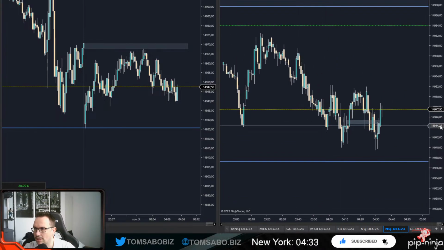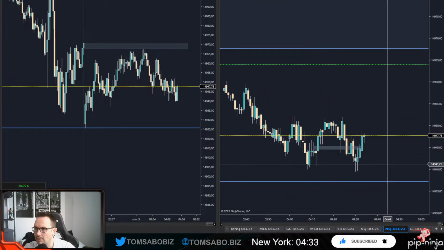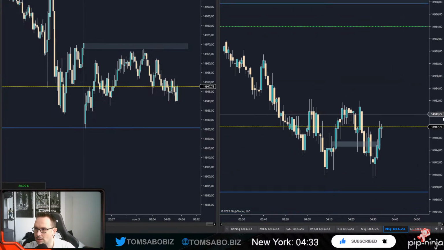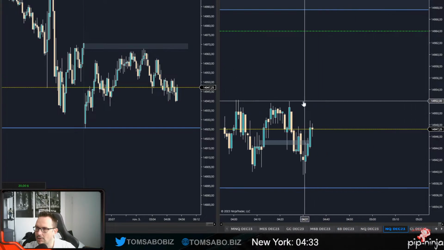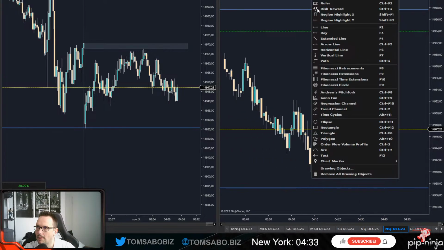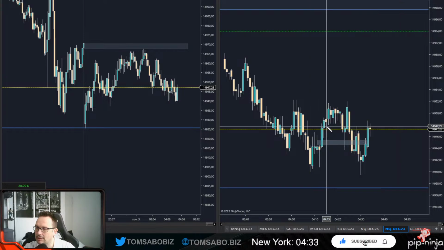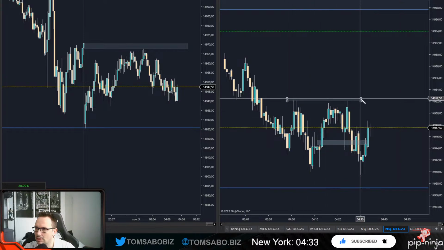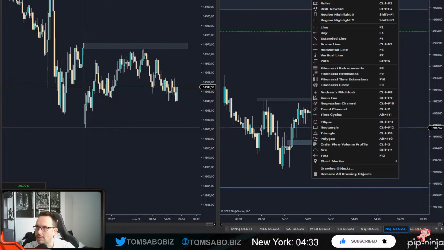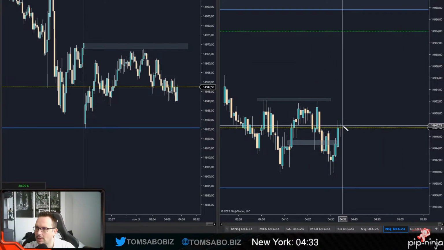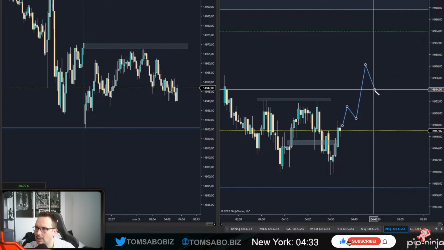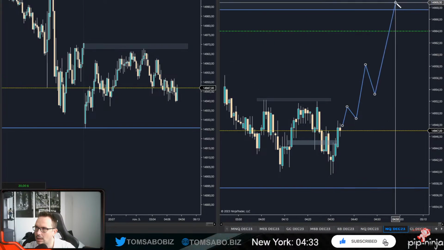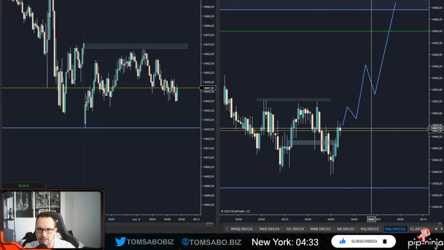The only reason I would go long, and this is a 1 minute chart on the right side, is if we would see a strong, how should I show it? So there you go, I'm going to show it to you. Path. Where's the path? If we would see something like this, a strong displacement.